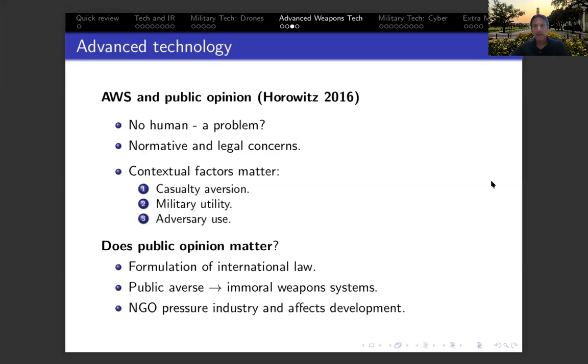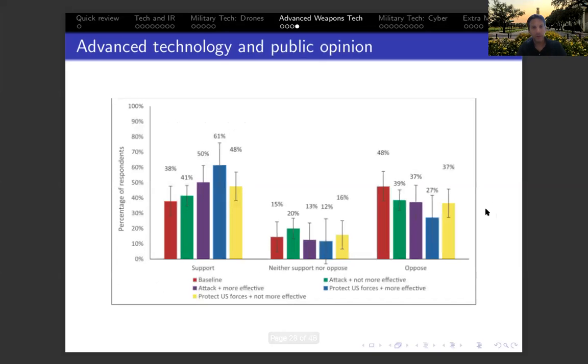So the way that he does that is he tests those propositions using experiments focusing on the aspects of military utility. And I'm going to show you just some of his results. So what we have here is the proportion of respondents and their support for the different types of factors. So what can we learn from that?